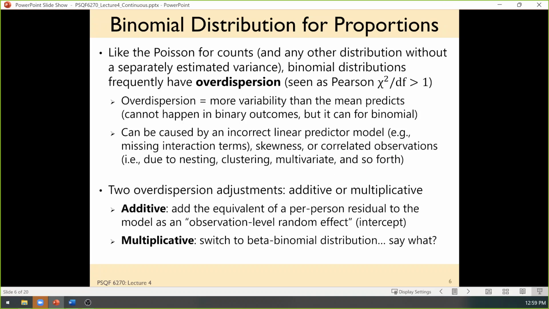Another thing that can cause overdispersion that we'll see in the second half of the class is correlated observations. So the one thing that all of the models we've talked about thus far have in common is an assumption of independent residuals. All of them.